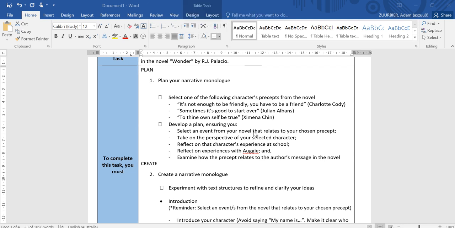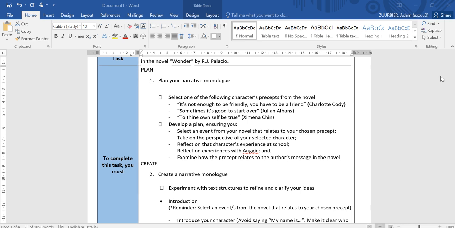And then they're going to reflect upon it. I said before it has to be one of these three characters. It actually doesn't. It needs to be a character from the novel, but you need to keep relating back to that precept. It can't be August though. It needs to be a character other than August.